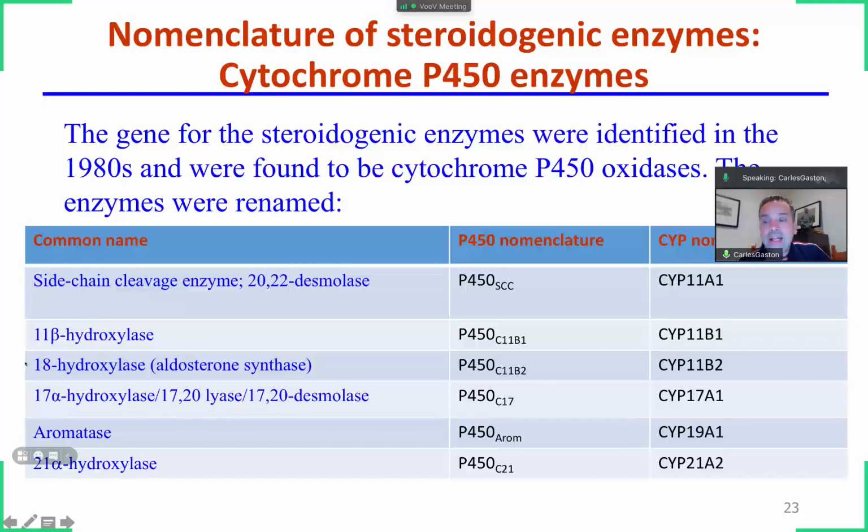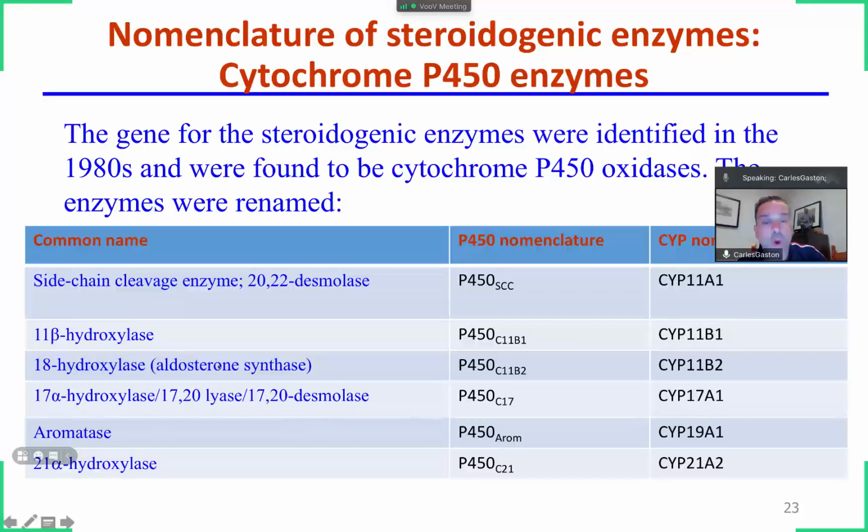Then it tells you 11 beta hydroxylase. So what does hydroxylase do? It adds the hydroxyl group at the 11th carbon, beta. 18 hydroxylase, which converts to aldosterone. 17 alpha hydroxylase. 17,20 desmolase. It tells you the function. Now, as I said, you don't need to know exactly this, also because the names of the genes of these enzymes have changed. Then aromatase and then 20 alpha hydroxylase.